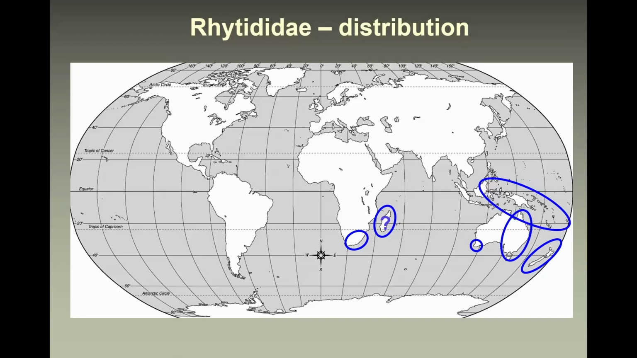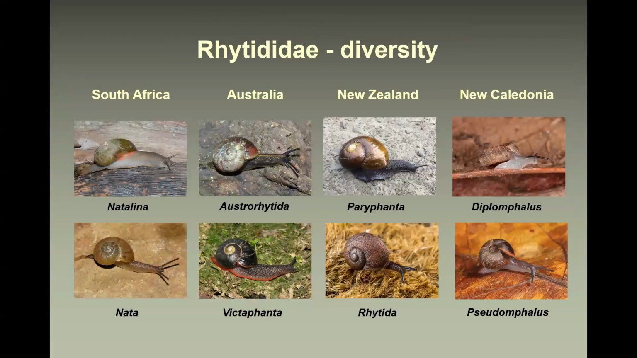So basically, we're looking at South Africa, Southern Africa, New Zealand, Eastern Australia, and there's some rare ones down in Western Australia, and then Melanesia, New Guinea, and so on as well. This is just a glimpse of the diversity across those regions. In South Africa, we have the larger cannibal snails, the Natalina genus, and the dwarf cannibal snails, genus Nata. That was it, just two genera in South Africa.